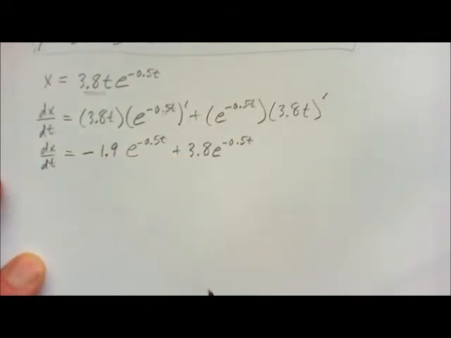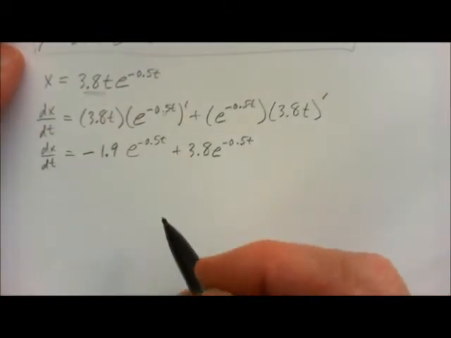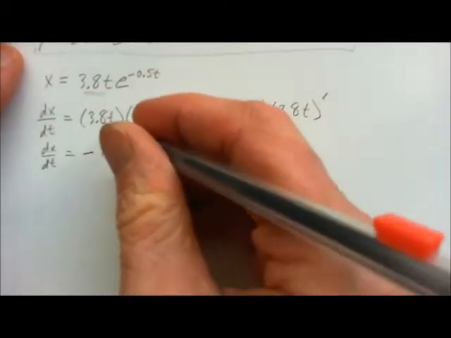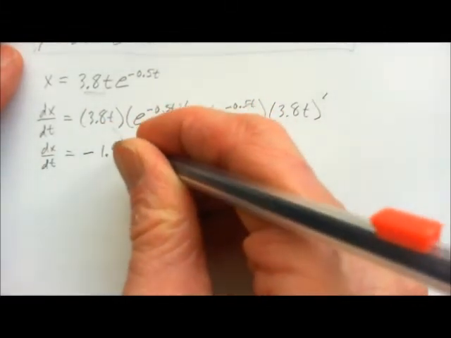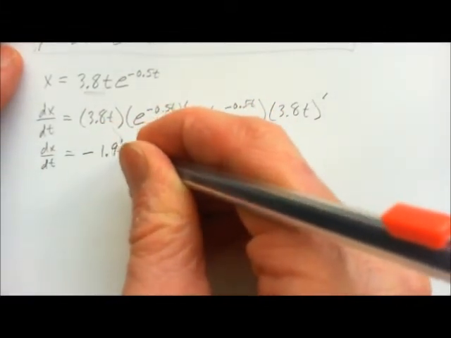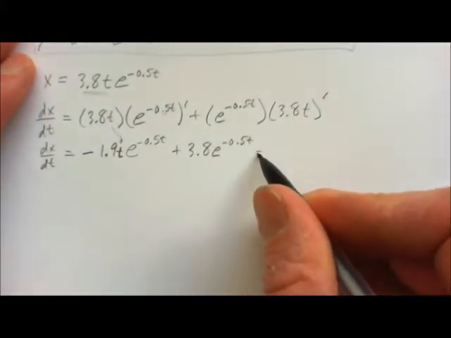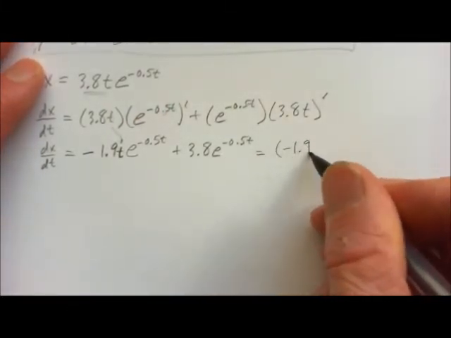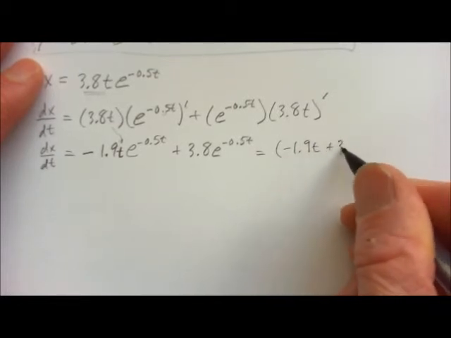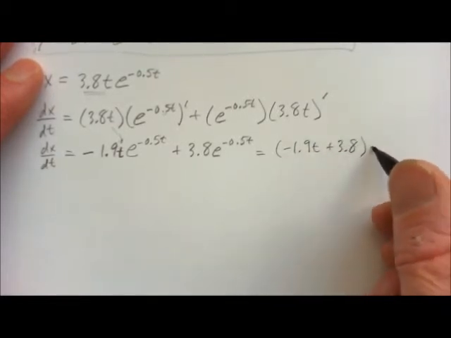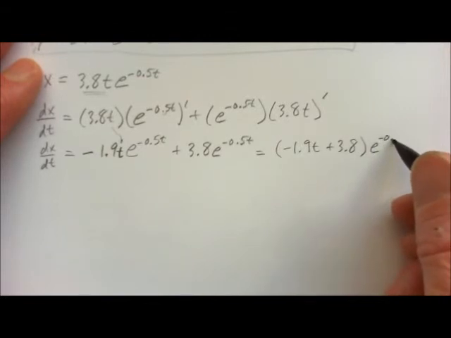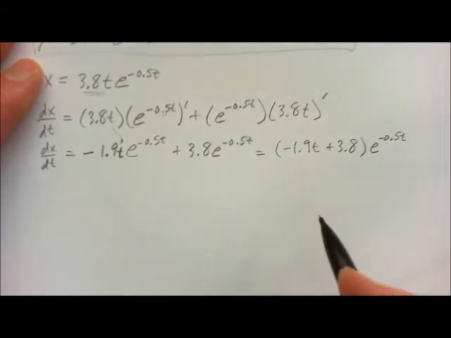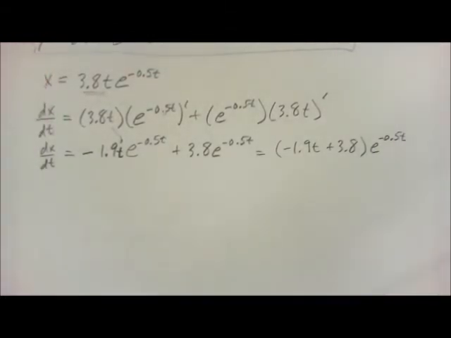If we wanted, again, we could factor out an exponential. It looks like I lost a t right here. Sorry about that. So we've got a t right in that spot there. If we were to factor out the exponential, e to the minus 0.5t, we'd have negative 1.9t plus 3.8 times e to the minus 0.5t. Either of these is acceptable.